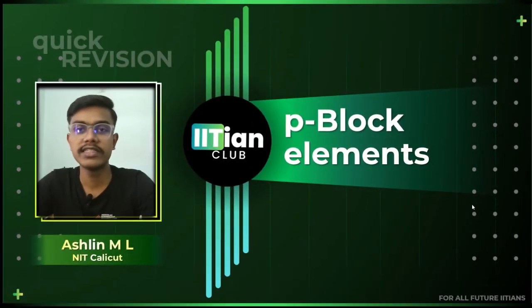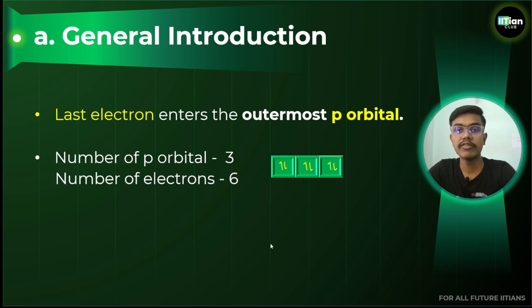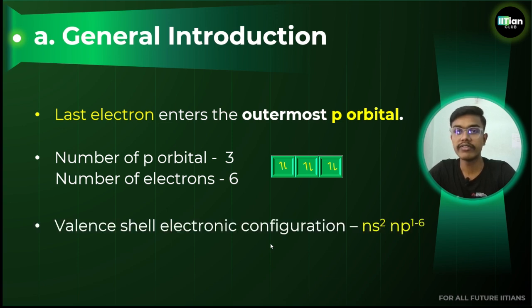We'll begin this video with a general introduction to the p block elements. You know that in p block elements, the last electron enters into the outermost p orbital, and the number of p orbitals is 3, so the maximum number of electrons it can accommodate is 6. That too, in each orbital 2 electrons are there and of opposite spins. The valence shell electronic configuration would be ns2 np1 to 6. 1 to 6 depends upon the group. Let's say for group 13 it will be np1, and group 14 it will be np2. We'll see it when we see each group.